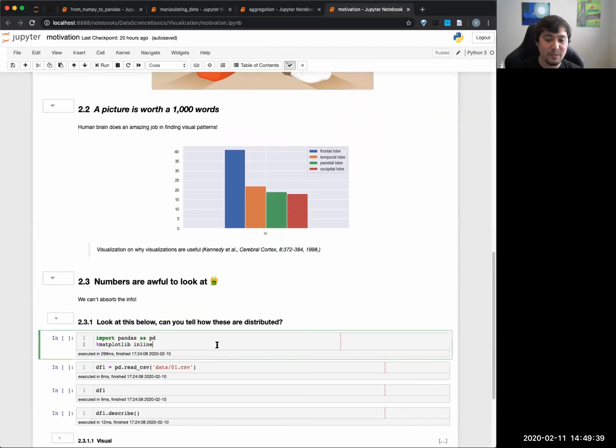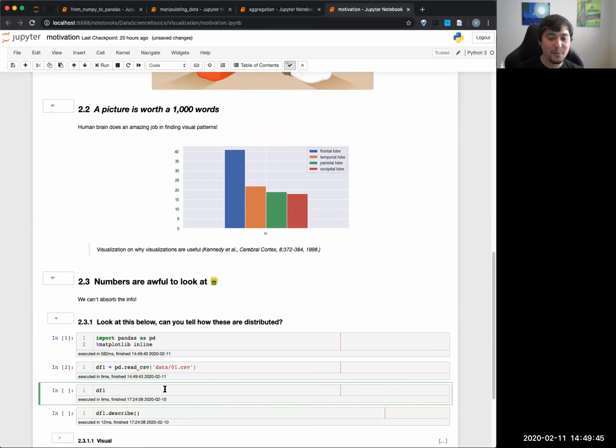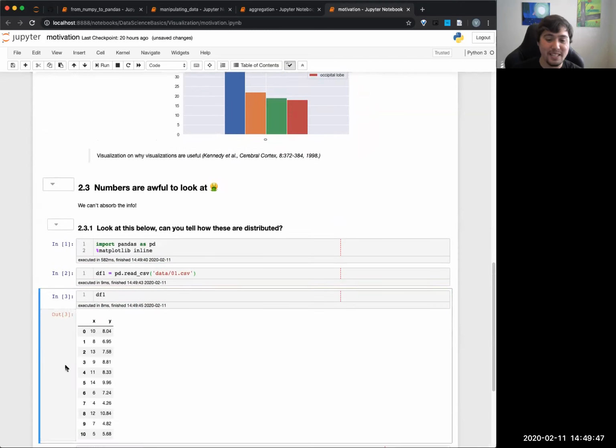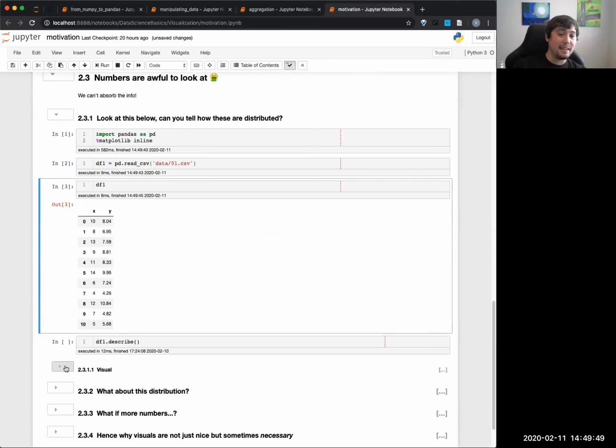So first of all, I'm going to import this data set. And you can see this data is 0.1 CSV. Ooh, exciting, right? So df1 CSV. Tell me about this data. What's interesting about it? Does it speak to you? Can you feel it?